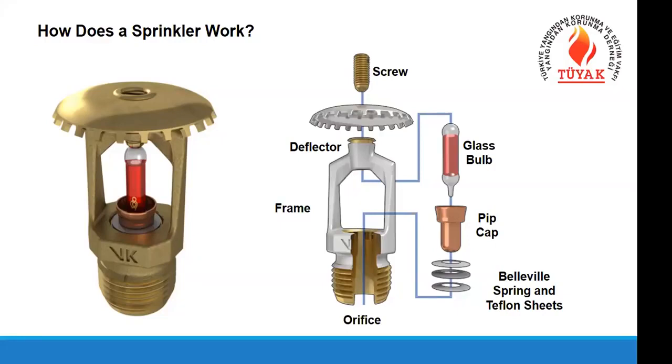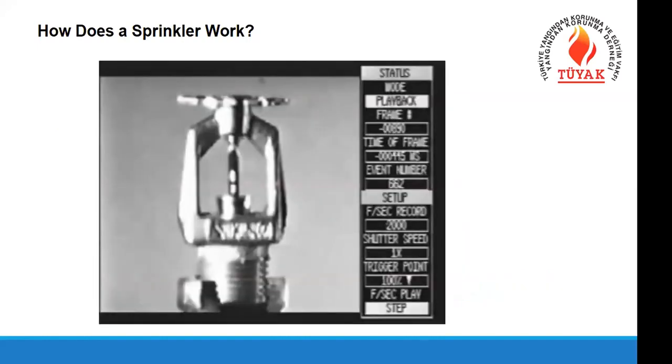So we will see a short video now, which is 2000 times slower than real time. So you will see 2000 frames per second. It activates very fast. Again, we will see how fast it's working. So the waterway is open and the water comes and the sprinkler discharges the water to the fire.